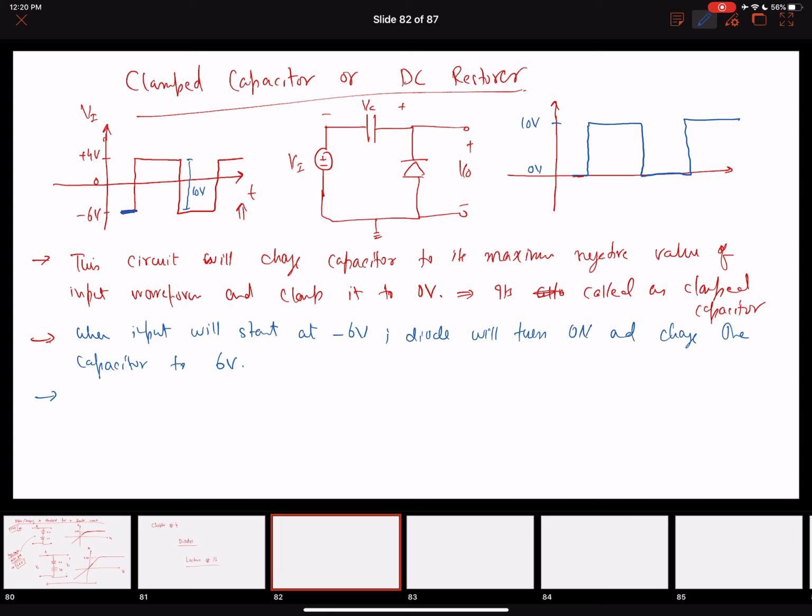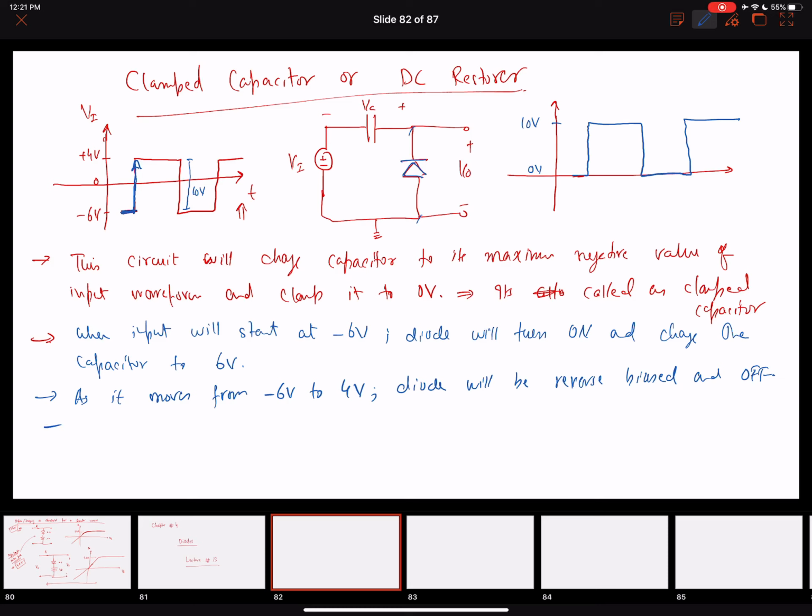Now as the input moves from minus 6 volts to 4 volts, what happens is the diode becomes reverse biased. Look at the direction of the diode: the potential over here becomes more than the potential over here. So the diode will be reverse biased and off.